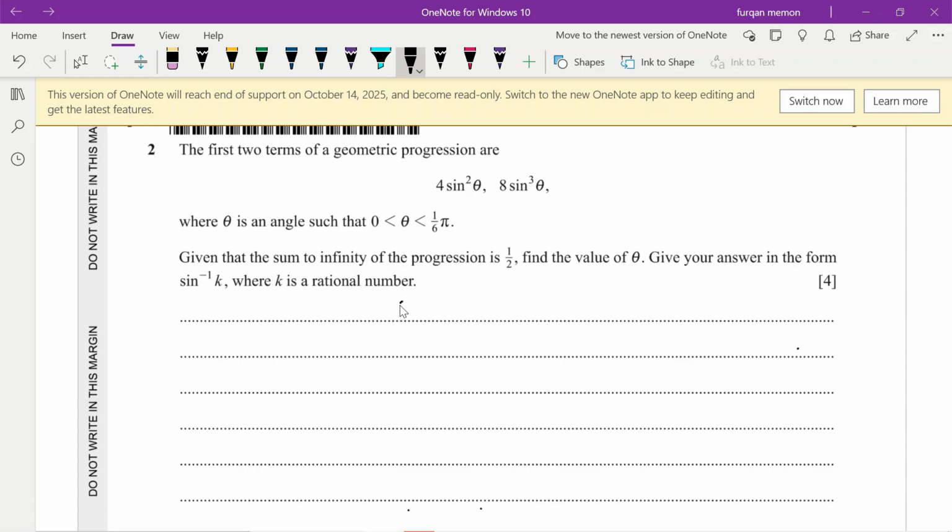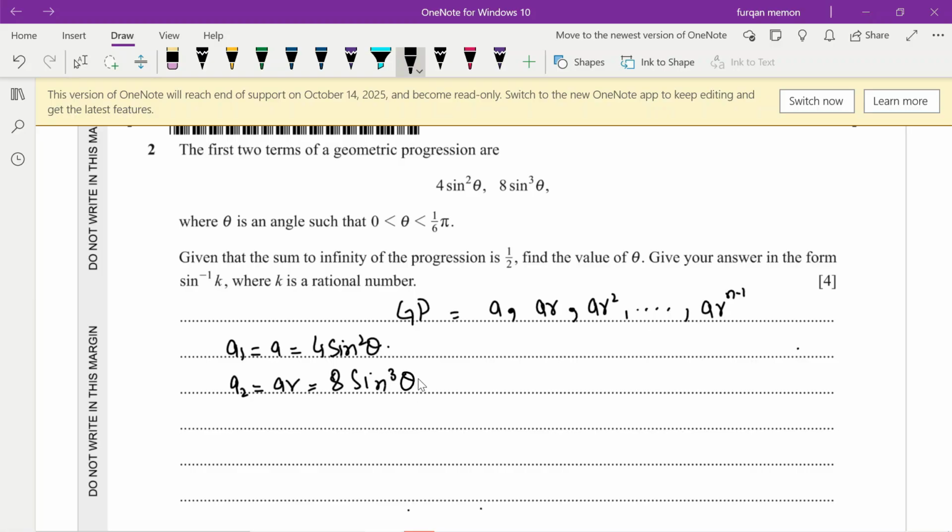So we know that a geometric progression is a, ar, then ar squared, and its nth term is ar to the power of n minus 1. We have been given the first term and second term. So the first term a1, which is a, is 4 sine squared theta, and the second term a2, which is ar, is equal to 8 sine cubed theta.